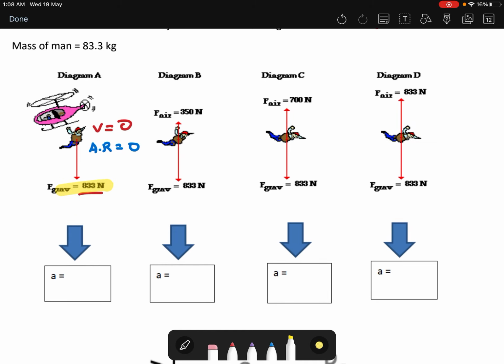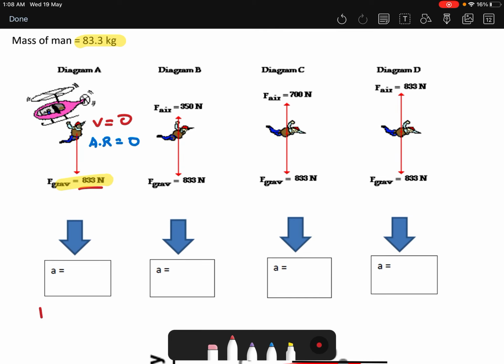If the man is about 83.3 kg, what is the acceleration at this instant? Let's calculate using F equal to ma. F is equal to 833, and m is equal to 83.3. If you calculate correctly, your acceleration is equal to 10 meters per second squared. You must be wondering why, when you're not moving, you are accelerating at such a high rate. Later I will tell you why.